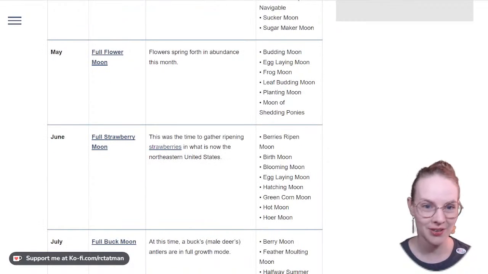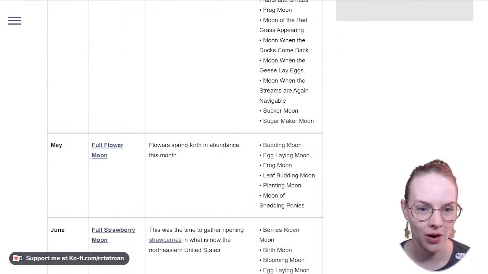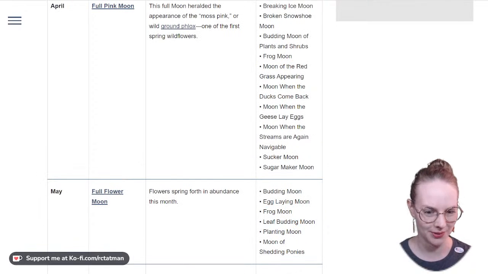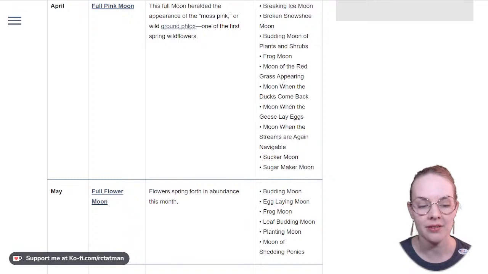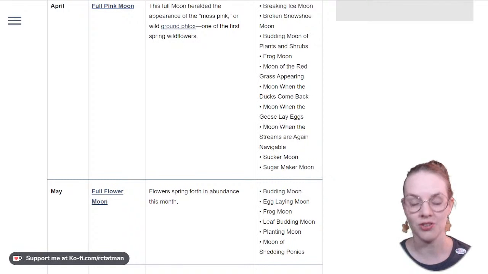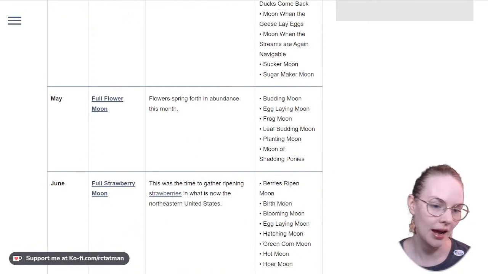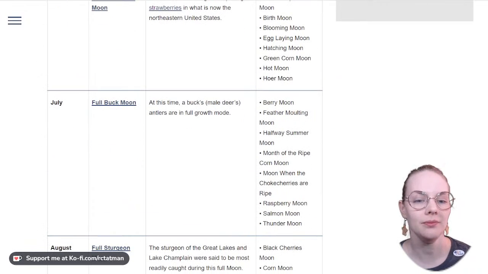So, as you can see, oh wait, this one is the frog moon. Also, this one is the frog moon. Okay, they're both frog moons. Cool, cool, cool. And a lot of these are also going to be seasonal and regional. Like, when your frogs break up from hibernation is going to probably affect which one you're more likely to call the frog moon. Definitely call June the strawberry moon.